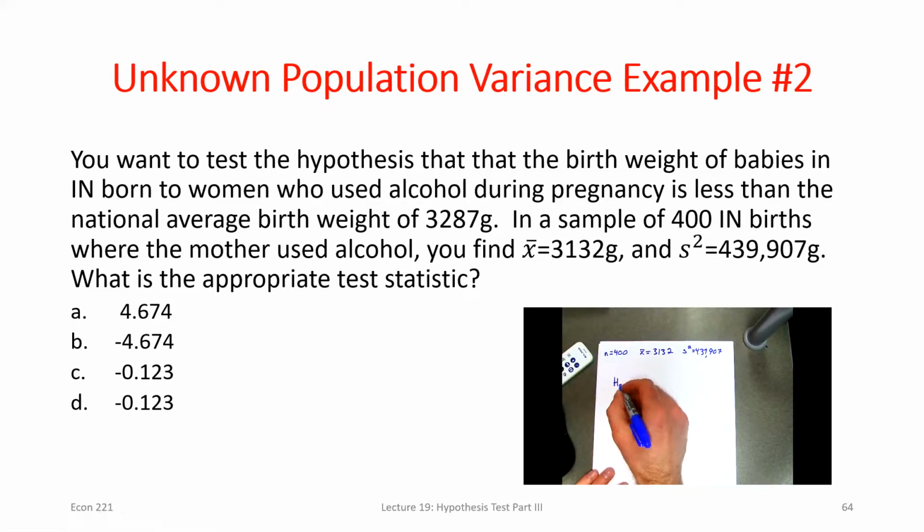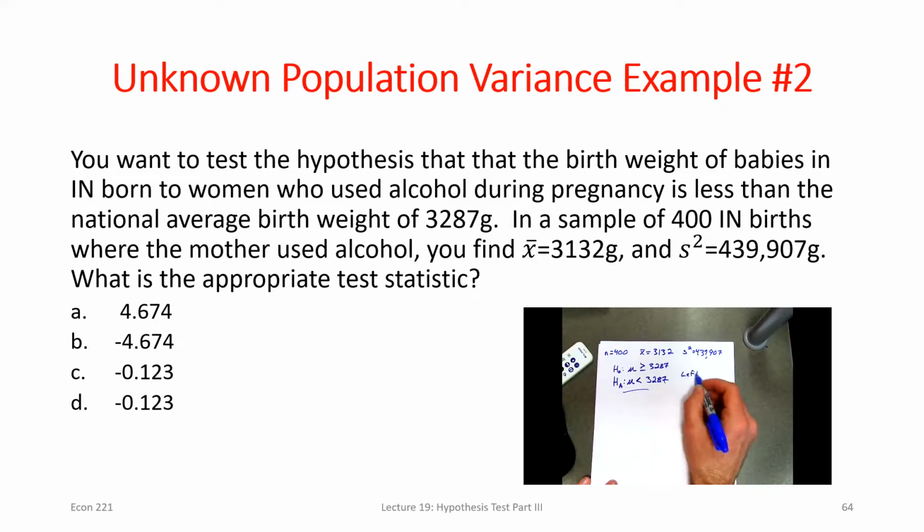So what I'm trying to test for is my alternative hypothesis. I'm wanting to test whether that population mean is less than the national average of 3,287. I then have this null hypothesis, which is the exact opposite of that. So I assume that it's greater than or equal to 3,287. So what type of tailed test do I have here? Yeah, I got a less than sign in my alternative hypothesis, so we've got a left tail test.